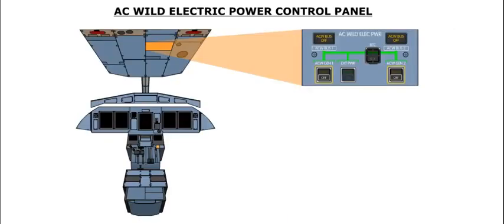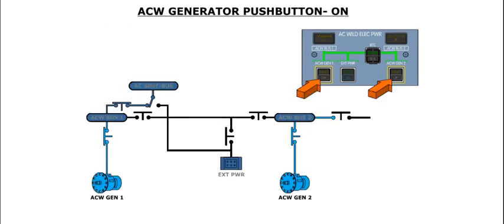The AC wild system is controlled by the AC wild electrical power control panel, located on the overhead section of the flight deck. The AC wild generators are controlled by 2 push buttons. With a push button pressed in, the associated generator is energized. The associated generator contactor will close, provided that the GCU determines that the generator power output is of acceptable quality.